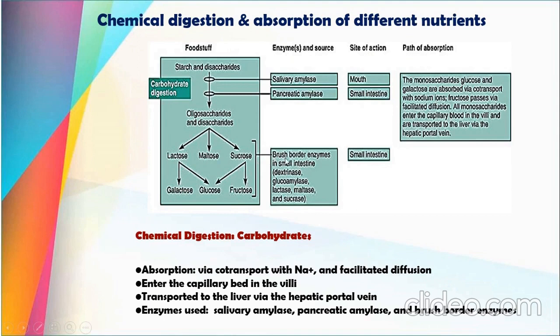In the presence of brush border enzymes in the small intestine, which contain dextrinase, glucoamylase, lactase, maltase and sucrase. And the path is: the monosaccharides glucose and galactose are absorbed via co-transport with sodium ions. Fructose passes via facilitated diffusion. All the monosaccharides enter the capillary blood in the villi and are transported to the liver via the hepatic portal vein.